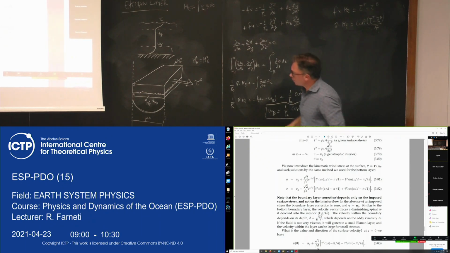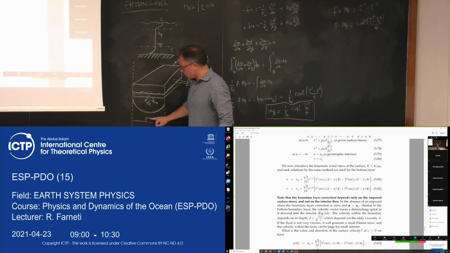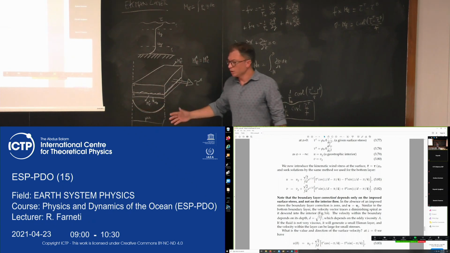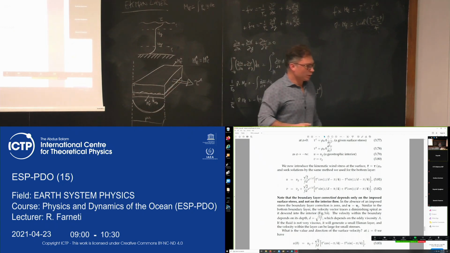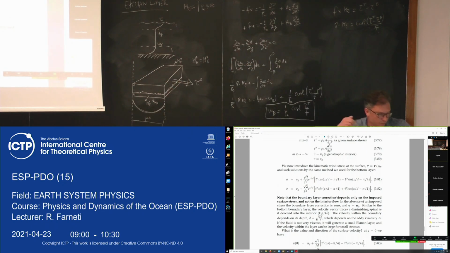So the bottom boundary layer depends on the divergence of the interior geostrophic flow, whereas the top Ekman layer depends only on the surface wind stress. It doesn't depend on the interior geostrophic flow. It's the other way around: the interior geostrophic flow depends on the surface boundary layer because of the vertical velocity associated.